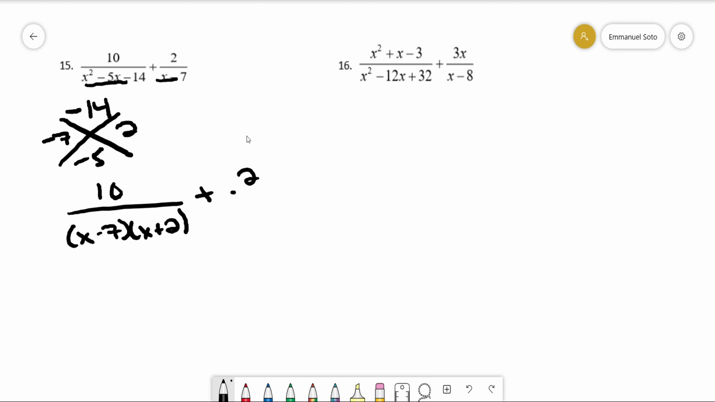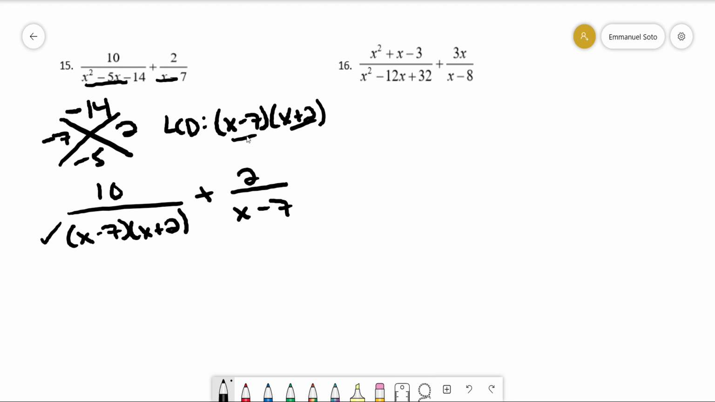We got 2 over x minus 7. So clearly our least common denominator is going to be, we got 1x minus 7 on each, and then we got 1x plus 2 on the left, but not on the right. So we're just going to choose one from each. All right, that's our LCD. So this guy is done. We don't have to do anything for that one. This one is missing.